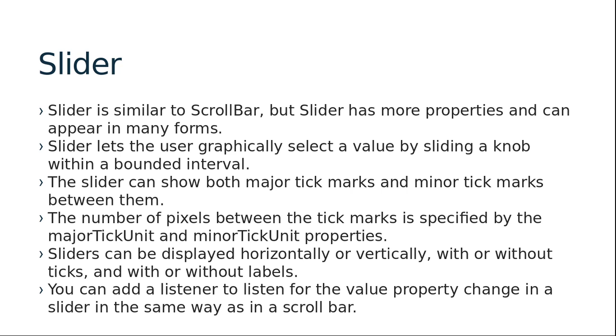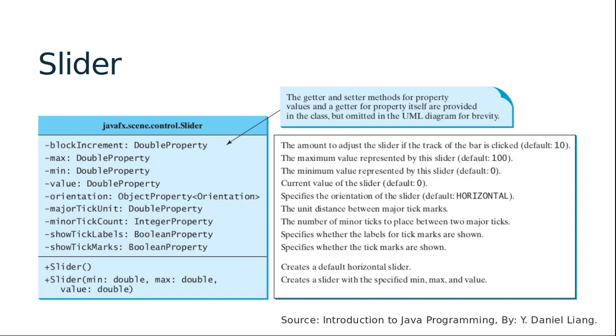Those properties are something like a major tick mark, minor tick mark, label it, and then define a unit, and so on. So we will create a slider here in our example, and it works in a similar way to a scroll bar, but we can access those values and we can set those values wherever we want. So this is the slider class.